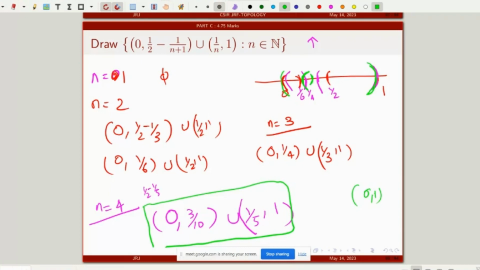Sorry, where is my cursor? Yes, it is (1/4, 1), and anyway that is also fine. Here it is (0, 3/10), that is 0 to 0.333, and here it is 0.25 to 1. So anyway, they will intersect, and we get the open interval (0, 1). So this will produce a finite subcover.